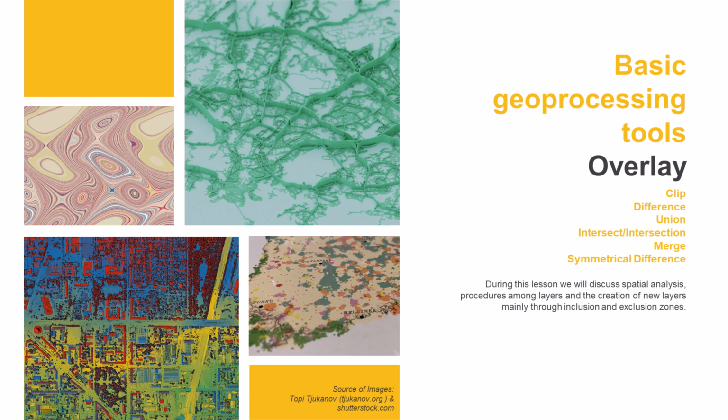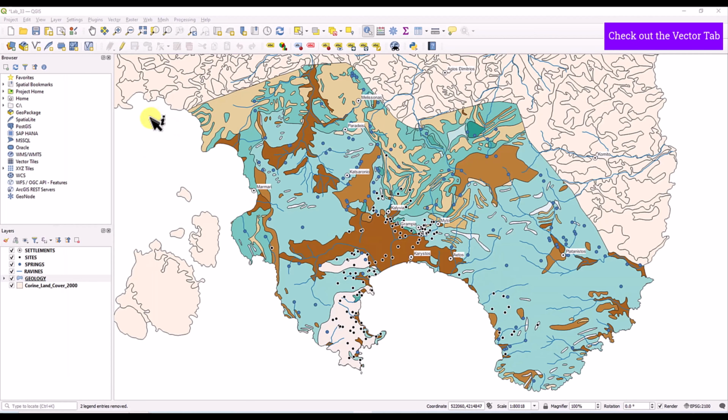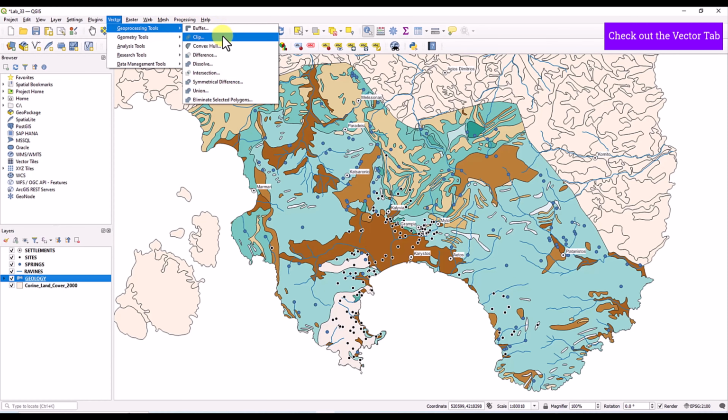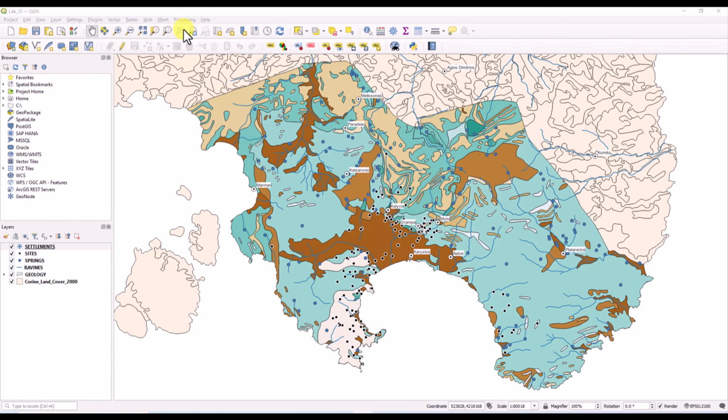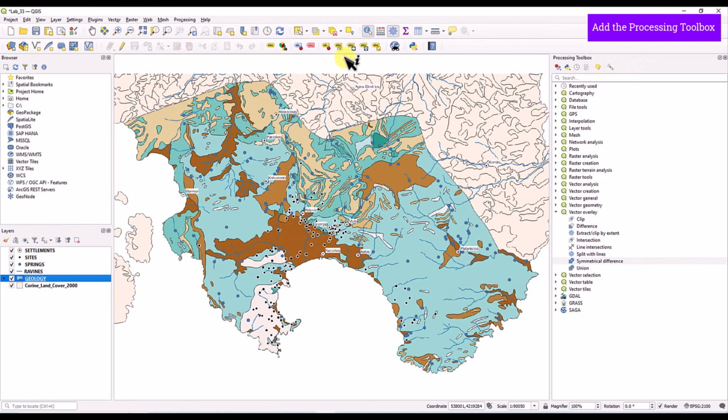Keep in mind that all geoprocessing tools can be used in the pre-analysis stage to manage and prepare the data for the main analysis. You have 2 possible pathways to access the geoprocessing tools presented during this lesson. The first is through the vector menu. Most of the tools shown in this video and in Lesson 3.3 are located in the geoprocessing tools. The second and most reliable pathway is through the processing toolbox. To access it, you must choose processing and then toolbox.